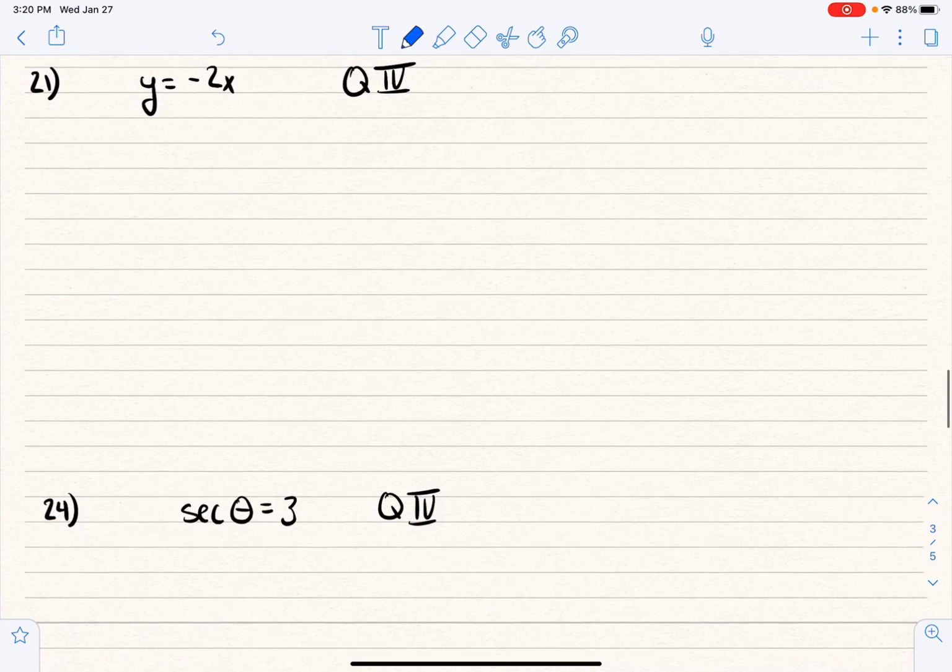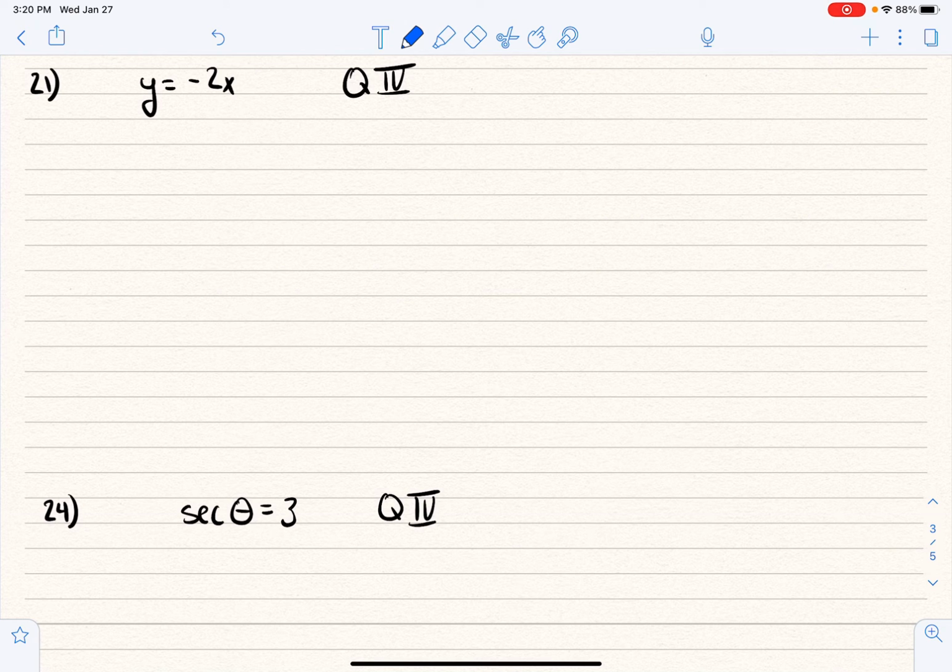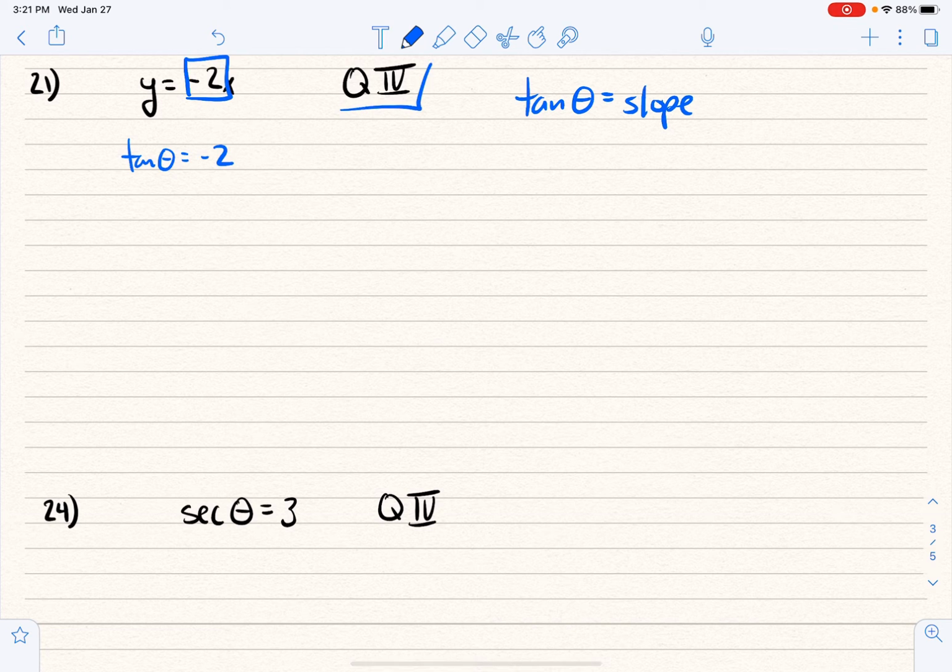All right, number 21 is one of my favorite types of problems because with this one, it's our connection between tangent and algebra 1. And we remember that tangent theta is equal to slope. And so I look and go, okay, the slope of this one is -2. So therefore tangent theta is equal to -2. It says we want to be in quadrant 4.